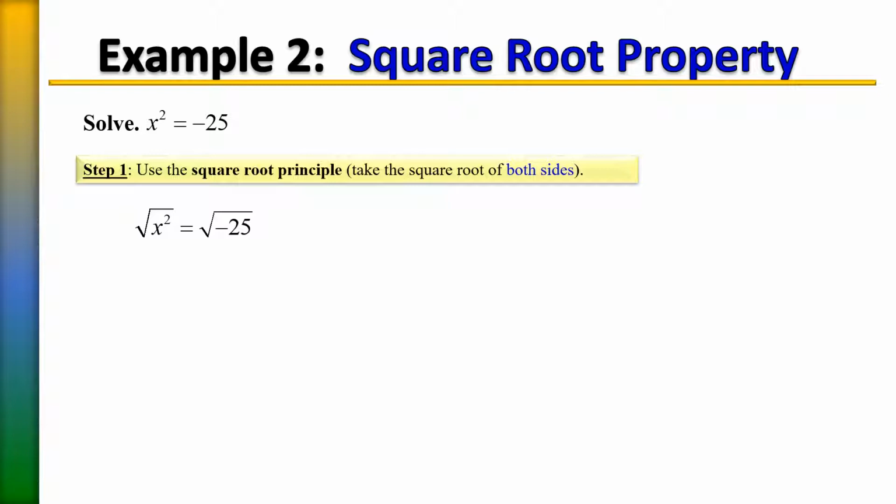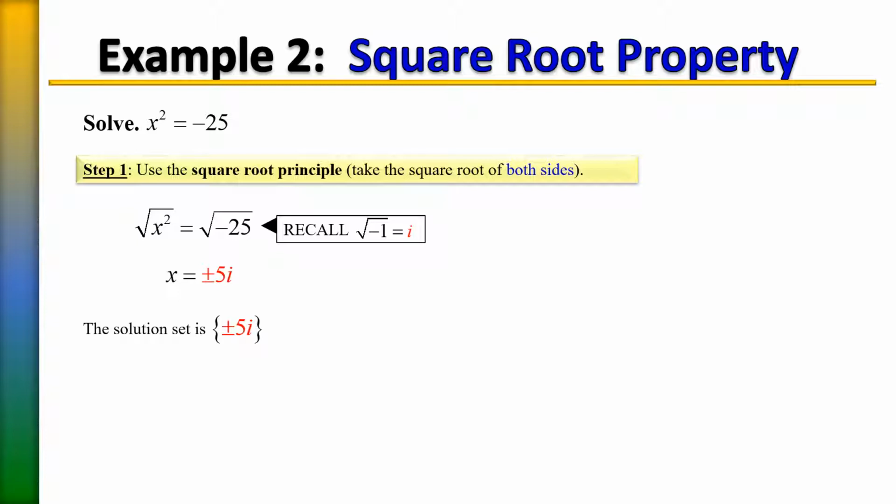Recall from previous course what the square root of negative 25 is? Well, it certainly is not a real number, because there is no number that if you were to multiply it twice will give you negative 25. So it is not a real number. It is an imaginary number. So we would go ahead and solve that, and x would equal plus or minus 5i.